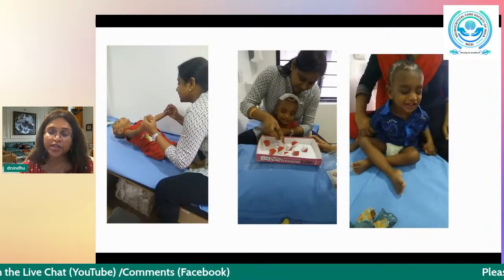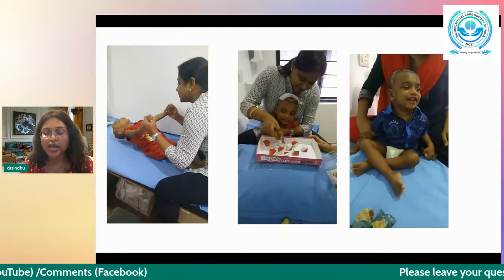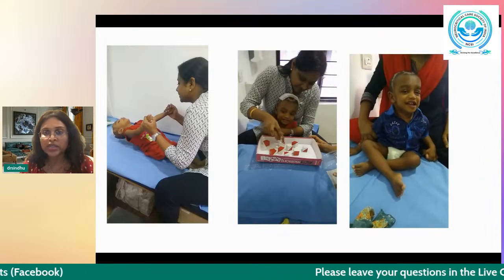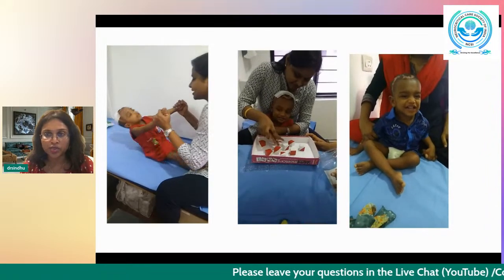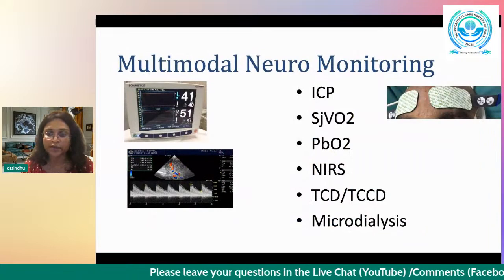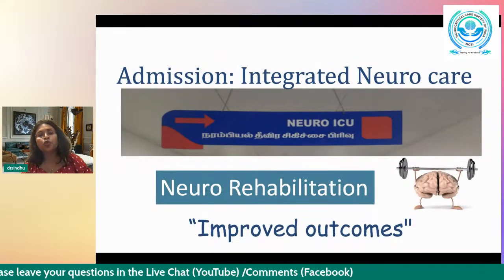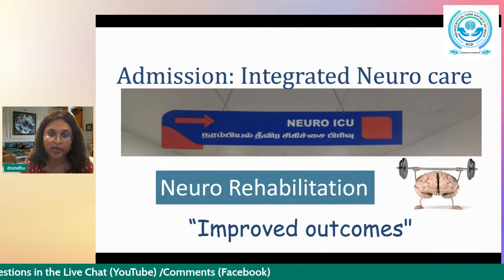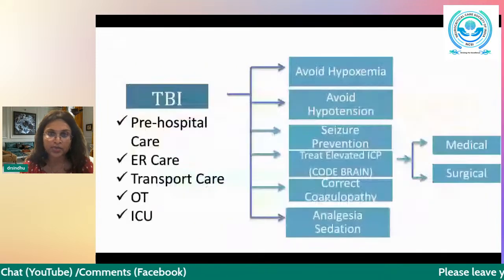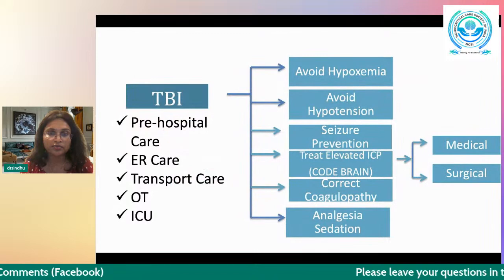But if it's an adult patient, the scenario would be totally different. Devastating traumatic brain injury is almost always non-salvageable, but in a pediatric patient, we might have to. We should not give up. And it is very important to do all this in an integrated neuro care, mainly for better outcomes. Yeah, thank you.